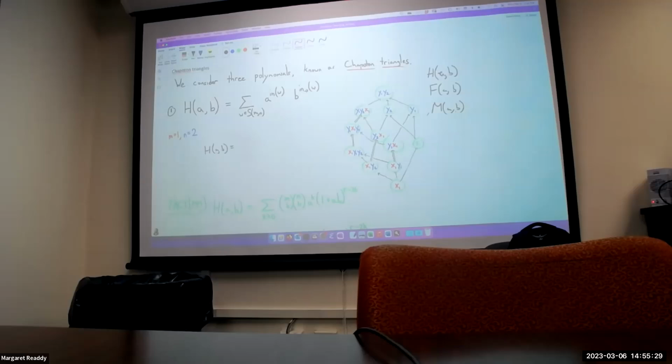In the example, we have H of AB. Well, we have one element that has no in-degree at all, right? That's the bottom element, so that would be A to the 0 times B to the 0. We have 3 elements which have in-degree 1, and that's a single arrow. So we have 3AB. We have 2 elements which have in-degree 1, but it's a double arrow going in, so there's no B's that show up.